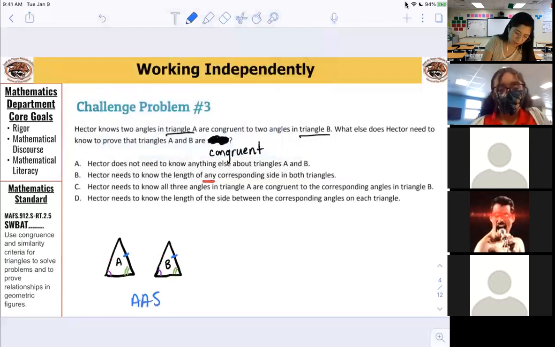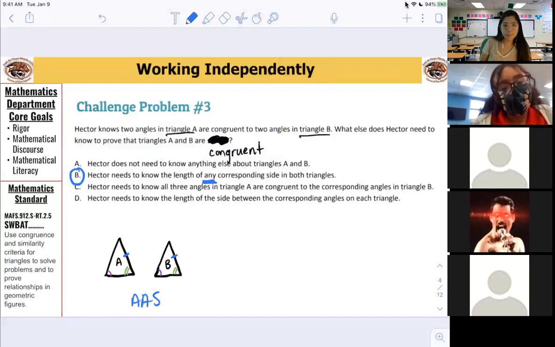So Hector needs to know the length of any corresponding side. That is correct, because it doesn't matter which of the three sides they decide to choose, so it could also be the one in the middle. That could be any. Exactly. It could be any of the three. Which of these would limit you too much?